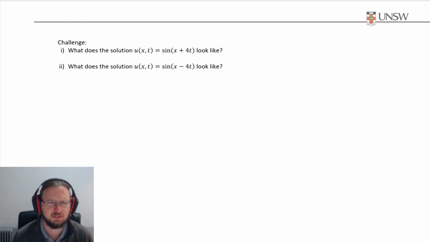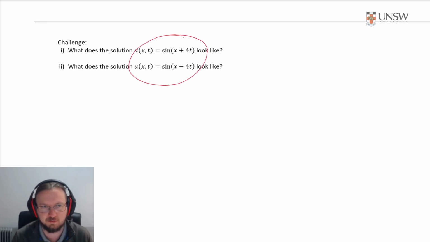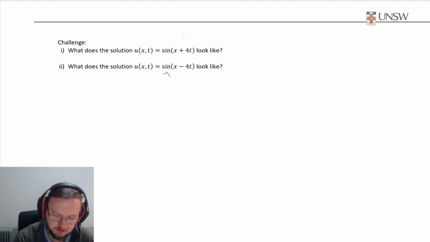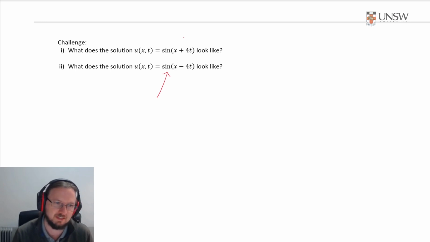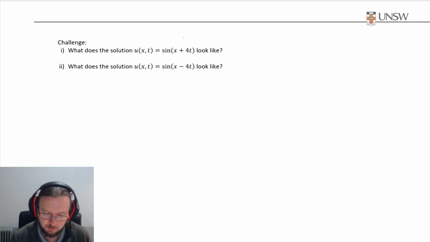Okay, so I'd like to leave you with two challenge problems. So I'd like to ask you, what does this solution look like? So we know, based on what we've done, these both are going to solve that wave equation. They're both defined in terms of differentiable functions. They're twice differentiable. In fact, they're infinitely differentiable. And this is x plus lambda t, where lambda is either plus or minus 4. So what do these look like?